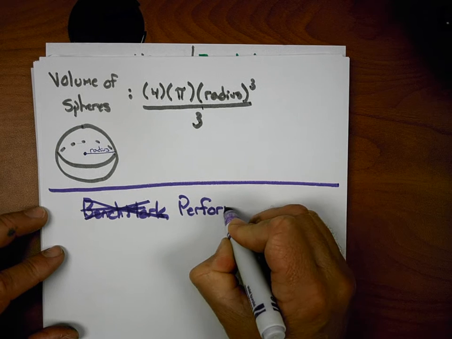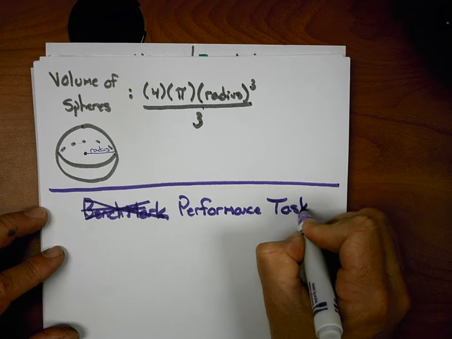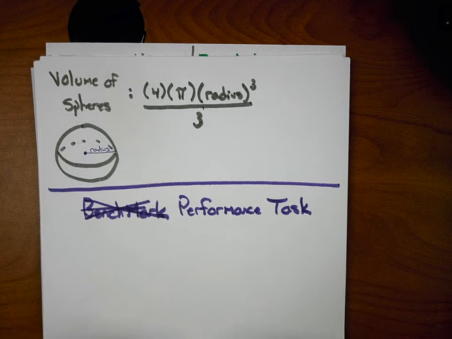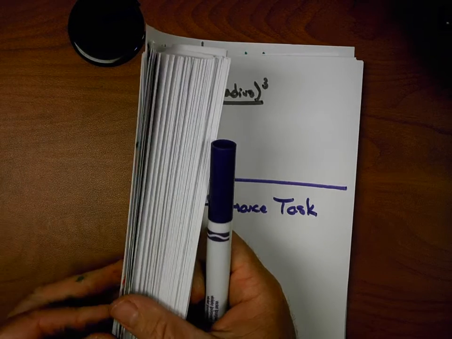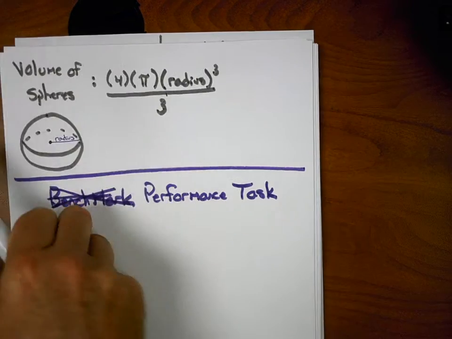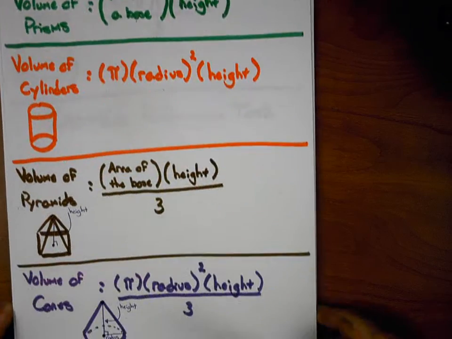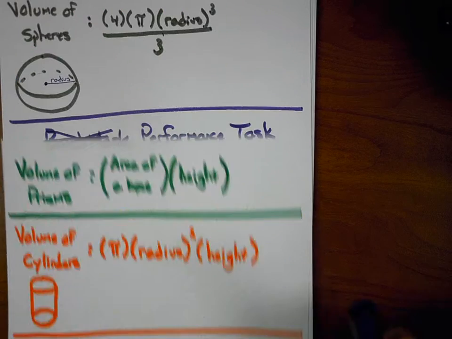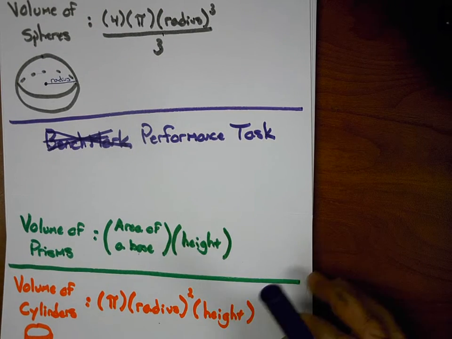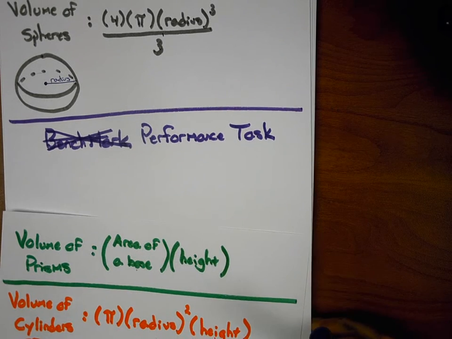Actually, you're going to be taking a performance task. Okay? The performance task is going to be asking you to find the volume of various shapes. You have to be familiar with those 5 formulas. Volume of a sphere, volume of a prism, cylinder, pyramids, and cones. Okay? You're going to get a performance task. You can use a calculator, and you could use these volume formulas. Work by yourself. Good luck.